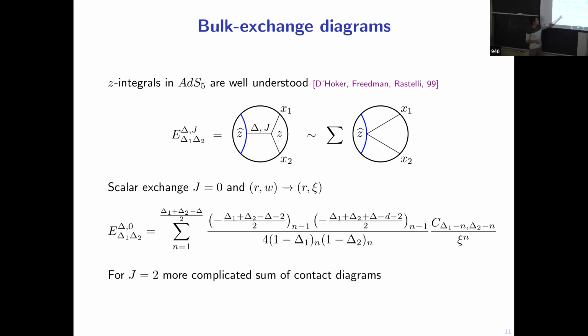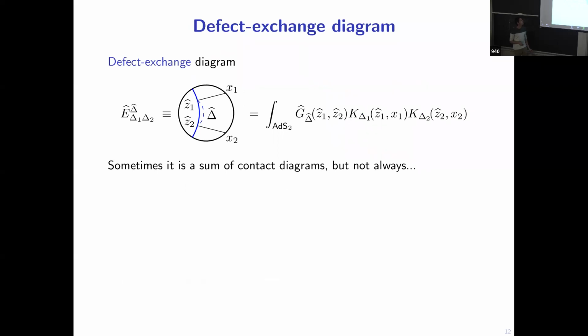For other exchanges, for instance a spin exchange, this gets more and more complicated. So then you cannot write it explicitly, but you can compute it in mathematics. Then similarly, there was this other diagram that we have to compute.